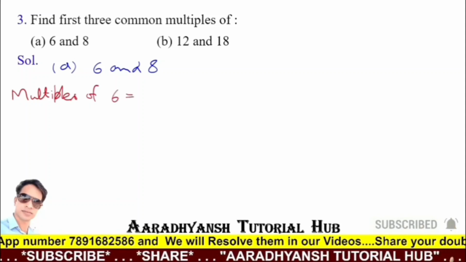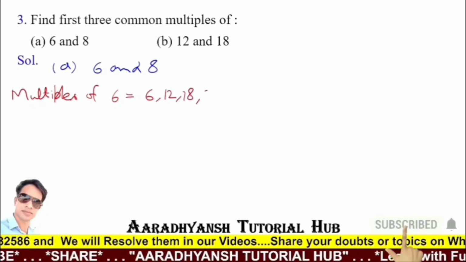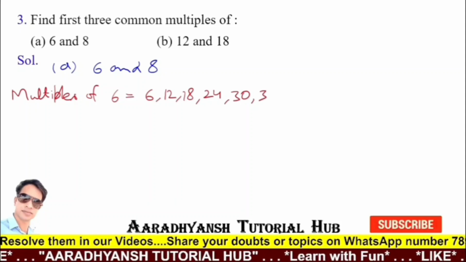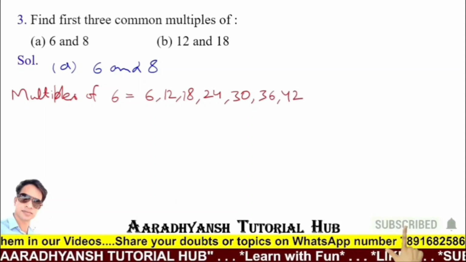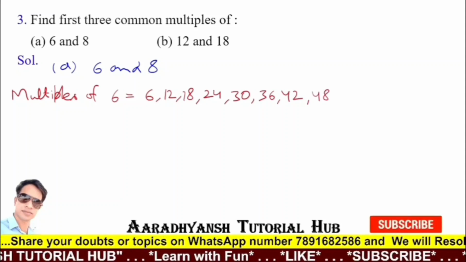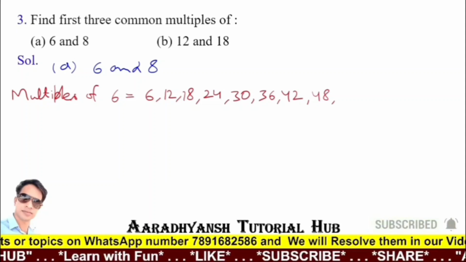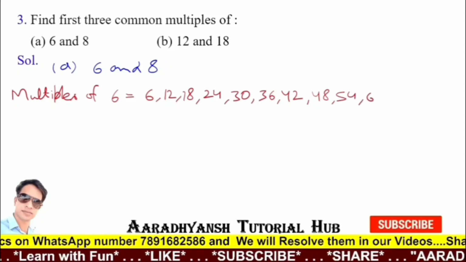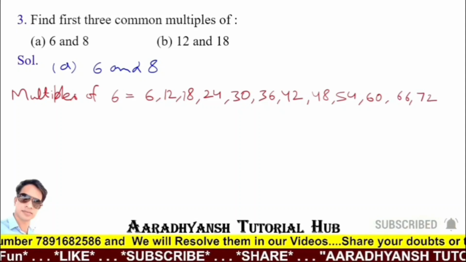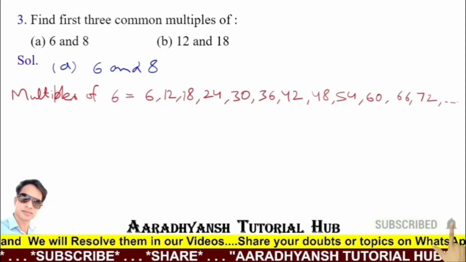Multiples of 6, and these are multiples of 6. Okay, you know very well what multiples are. If we just multiply a number with counting numbers, you can find multiples. So these are some multiples of 6. You can find these infinitely, okay?